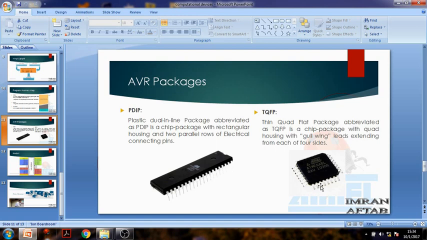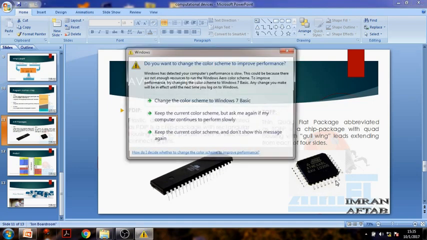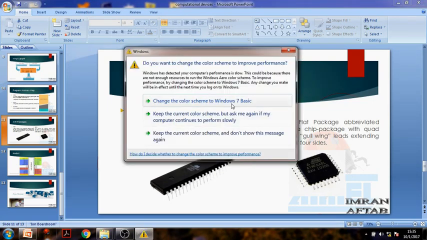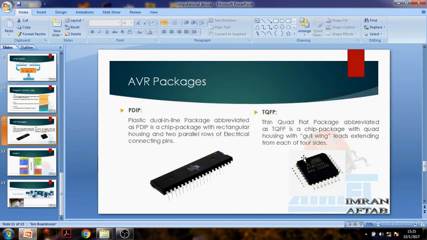So generally, for study purposes, we use PDIP so that we can easily connect the pins and understand them, because TQFP is generally using thin film technology. So for study purposes, we prefer PDIP.